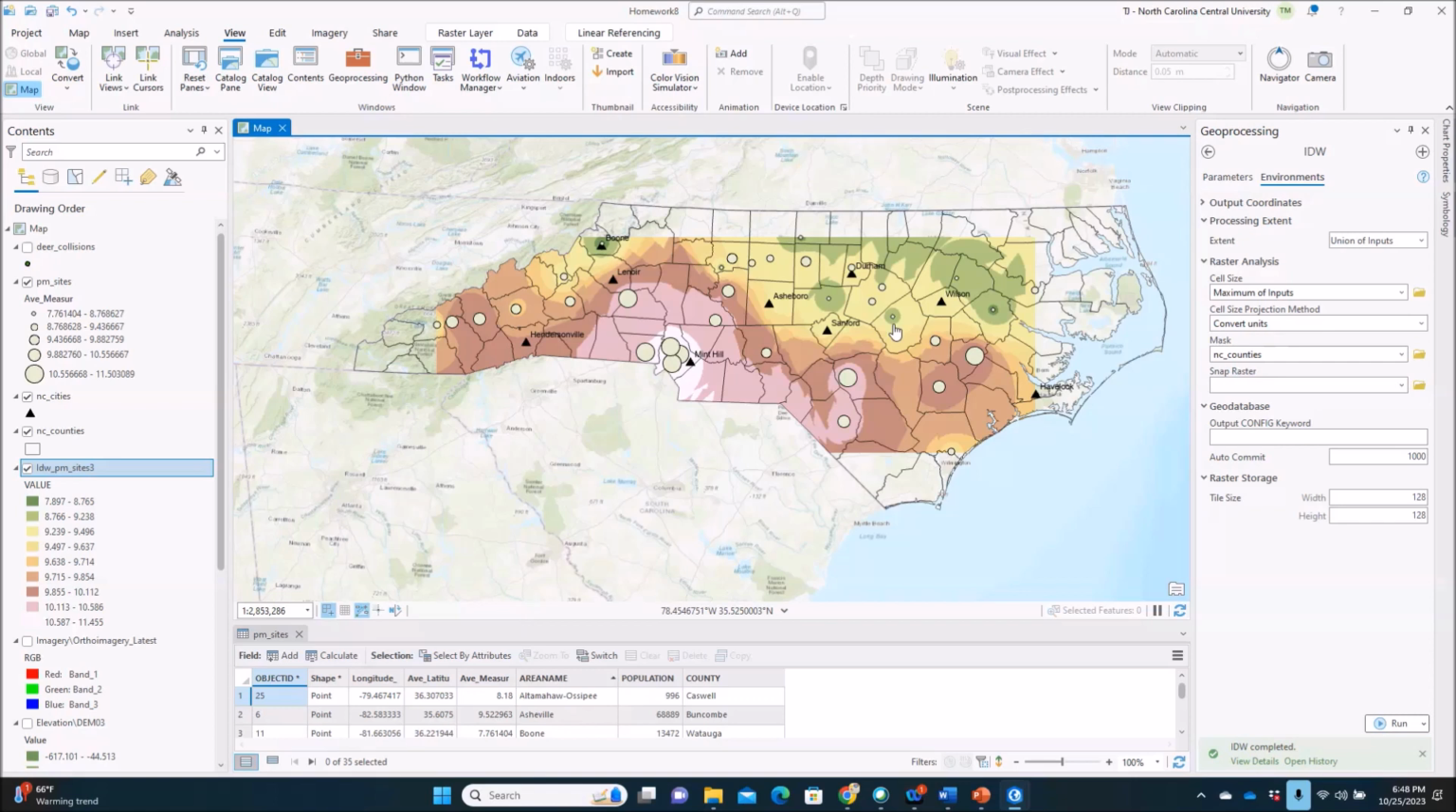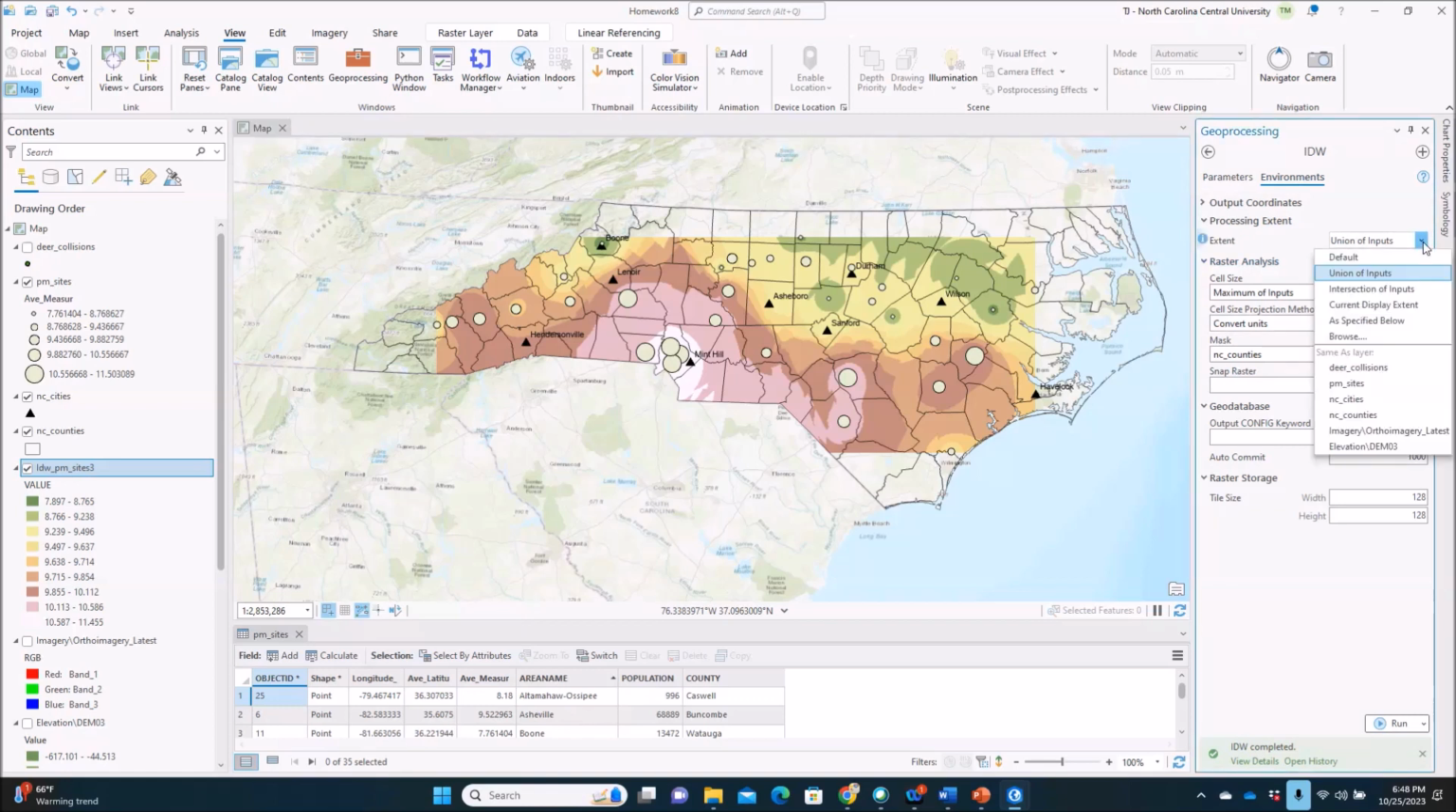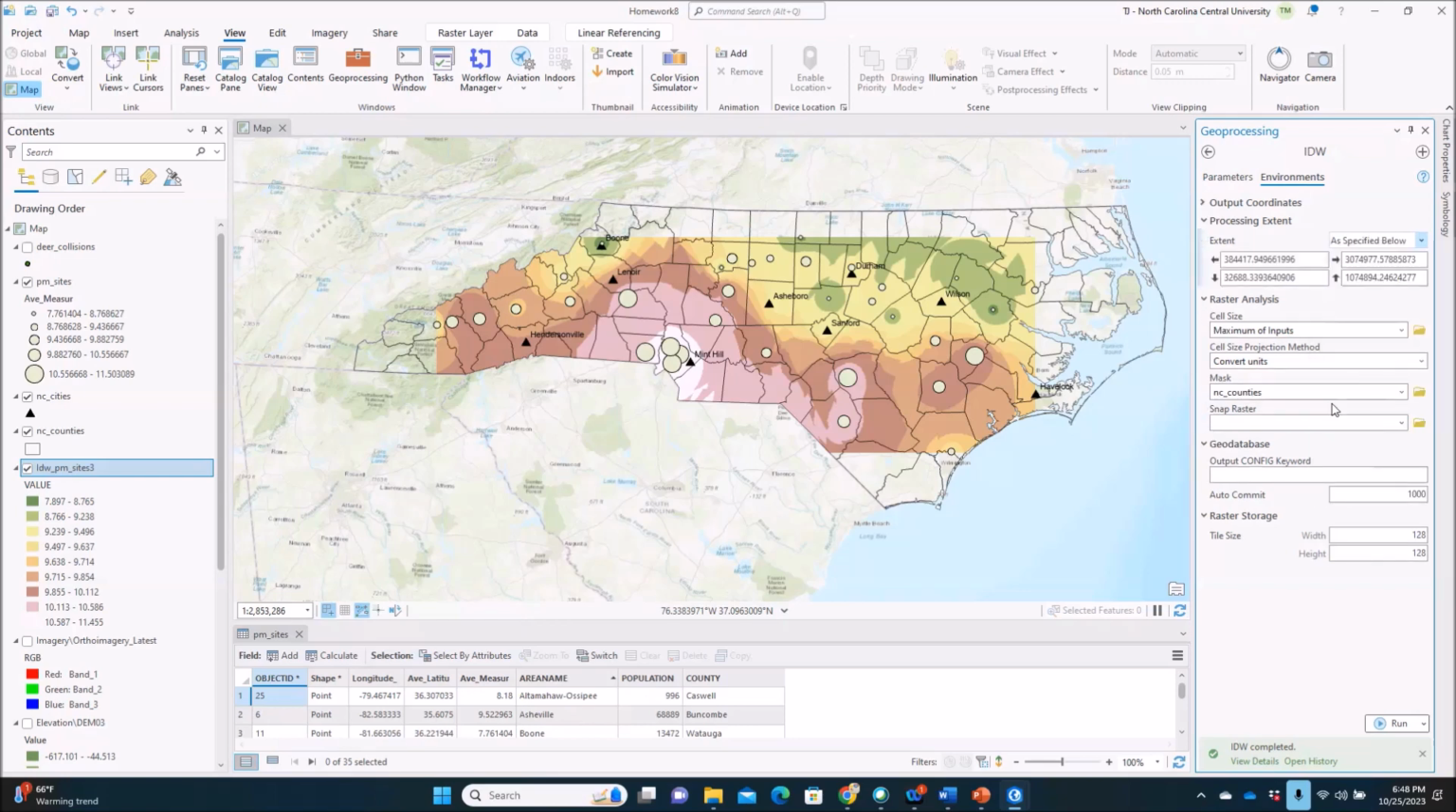The union of the inputs. Now, what were the inputs right here? I got my cities all the way out to my nearest PM station. And this might work for you right there. It might work. That's okay. And so for my processing extent, I might change it to NC counties. And then let me run this thing again, just for the heck of it.